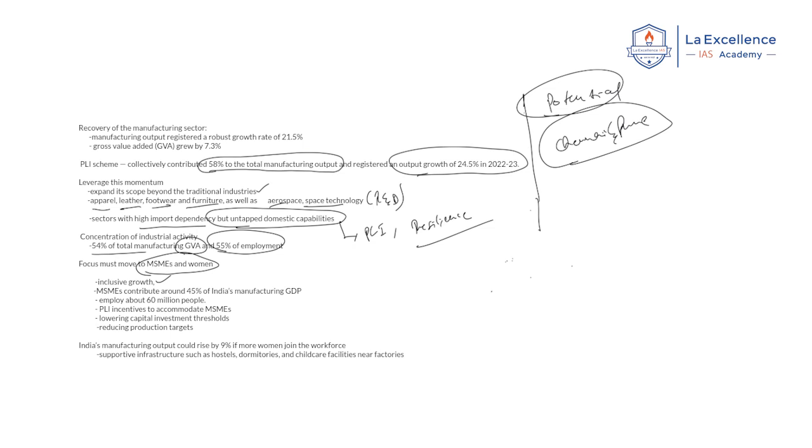Now, the author mentioned the importance of MSMEs. You can use this data in GS paper 3. It is said that MSMEs contribute around 45% of India's manufacturing GDP, right? And MSMEs employ about 60 million people. Now, we need to integrate these MSMEs into the PLI, that is, by incentivizing to accommodate MSMEs. How to accommodate MSMEs in the PLI? By lowering the capital investment threshold given to industries. This is the condition given under the PLI. We need to lower the capital investment so as to include MSMEs. This is what is recommended by this author.